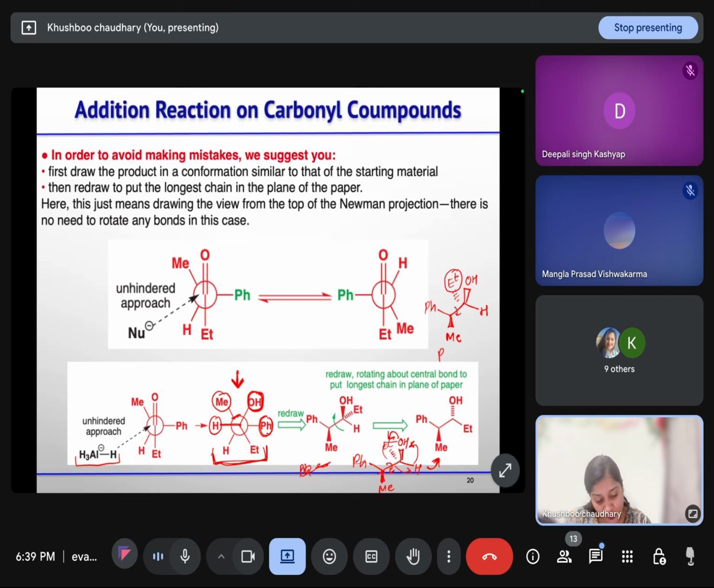So when we rotate it anti-clockwise, ethyl will take the place of hydrogen, hydrogen will take the place of hydroxyl group, and hydroxyl group will take the place of ethyl. So what you will get? This center we are not changing, so it will remain the same. Ethyl will come in plane, hydrogen will go above, and oxygen or hydroxyl group will go below.